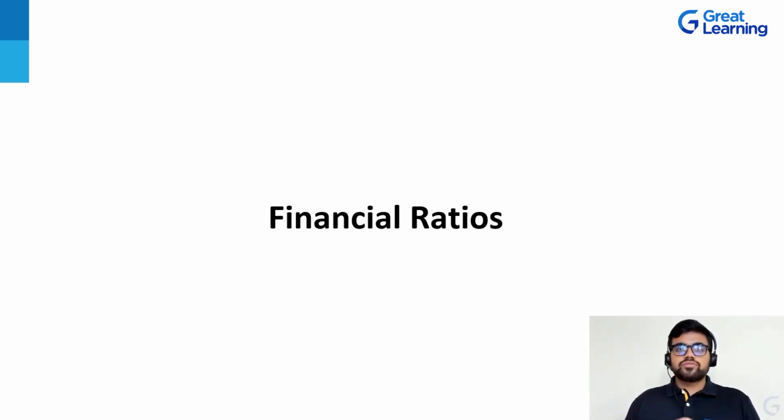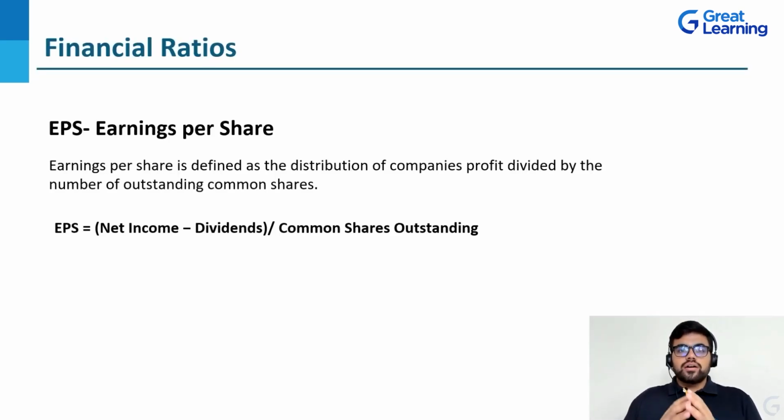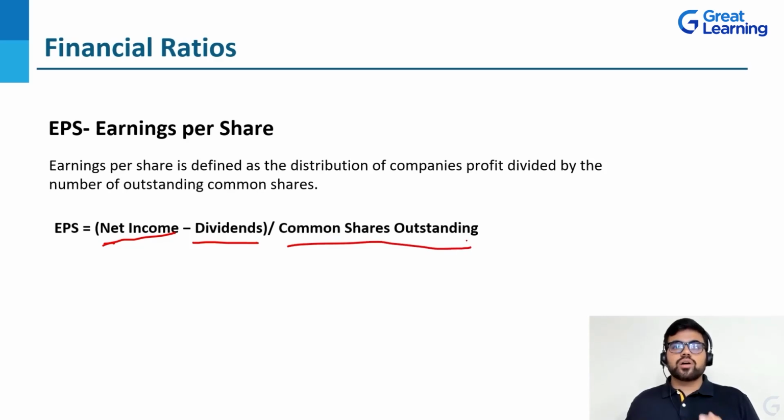So let's look at our first financial ratio, called earnings per share. Earnings per share is the distribution of the company's profit to the outstanding shares that it has allotted. It tells us about the earnings of the company per share. So how is it calculated? We take the net income from the income statement, less the dividends that the company has given in a particular period, divided by the total number of shares that are out in the market.